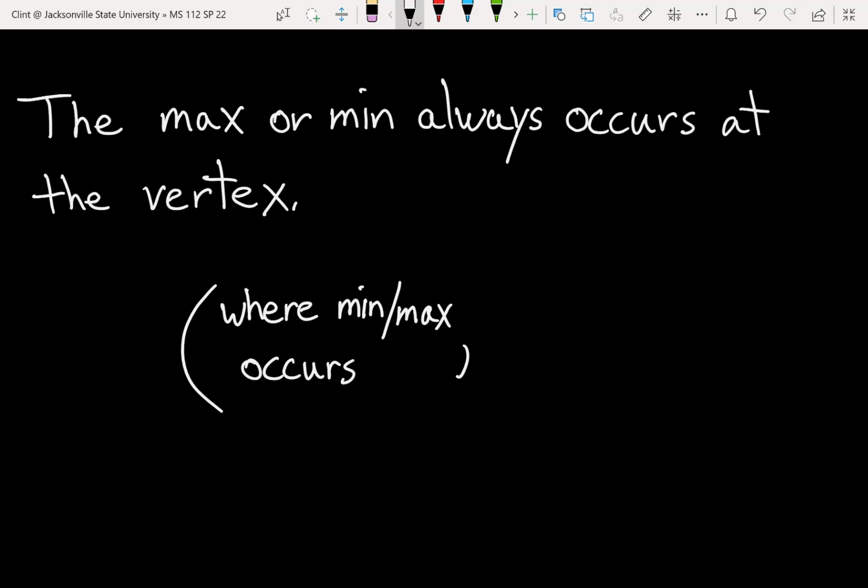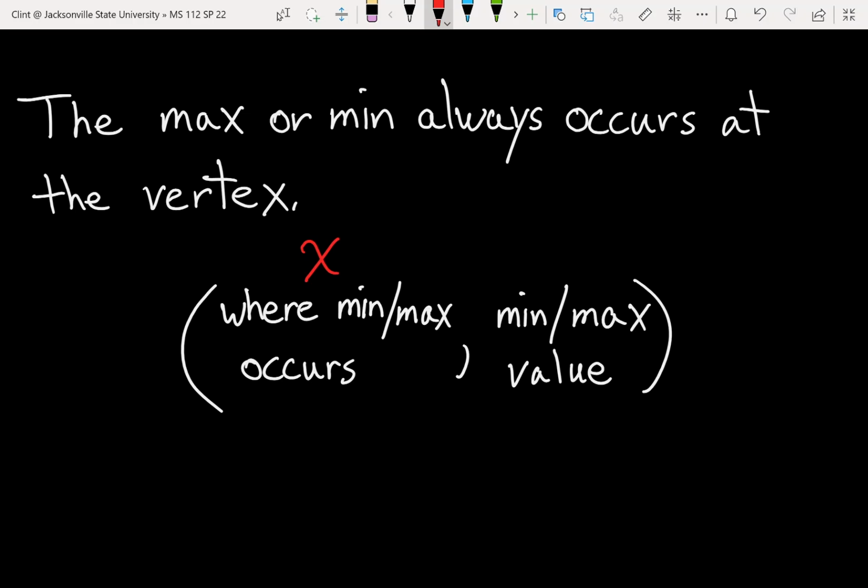And then the y-coordinate gives us the actual minimum or maximum value. And so our x-coordinate is where it happens. Our y-coordinate is what is the minimum or maximum value.